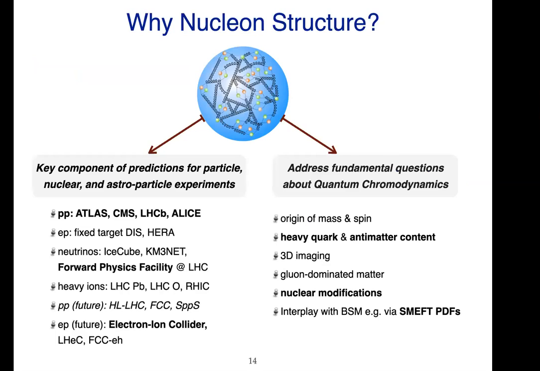So we would like to understand the proton also to provide precise predictions for experiments in particle, nuclear, and astroparticle physics: of course at the LHC, but also at electron-proton colliders, the existing one, HERA, and the future ones, such as the Electron-Ion Collider. For neutrino physics, experiments such as IceCube, KM3NeT, and eventually something called the Forward Physics Facility, which I will explain at the end of my talk. But also for heavy-ion collisions such as proton-lead collisions at the LHC, or at the Electron-Ion Collider.